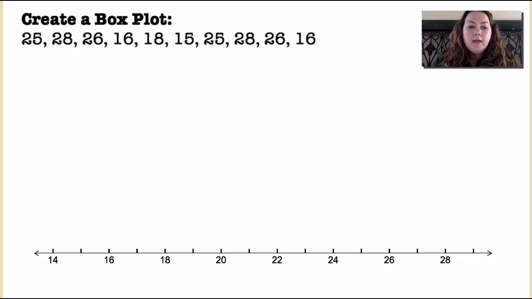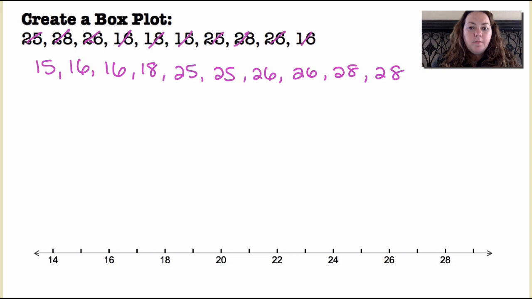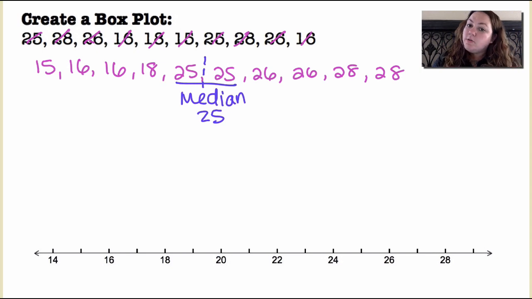All right, create a box plot. So I have my numbers. I'm going to start by putting them in order from least to greatest. Then I'm going to find my median, which should be the middle. So I have 10 numbers, so it's going to be in between the fifth and sixth number. My fifth number is 25, my sixth number is 25, so my median is 25.